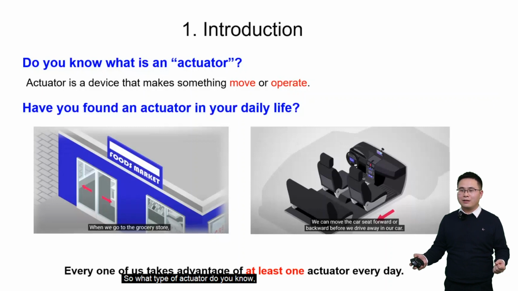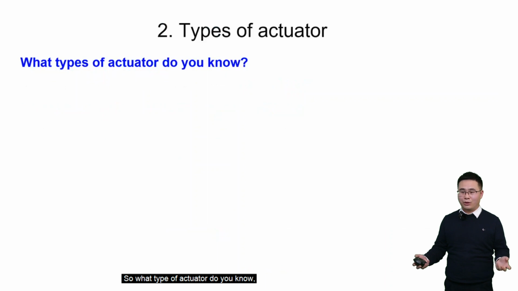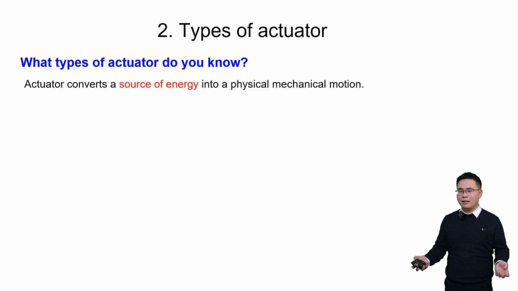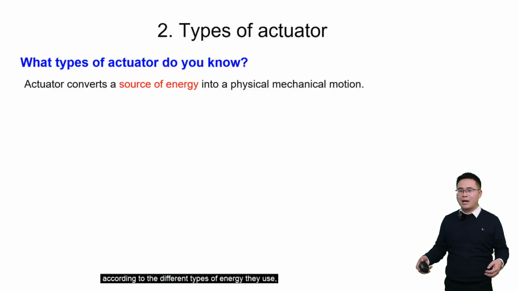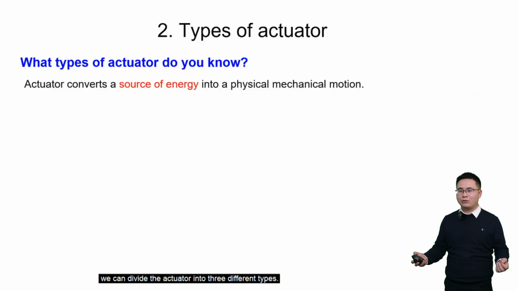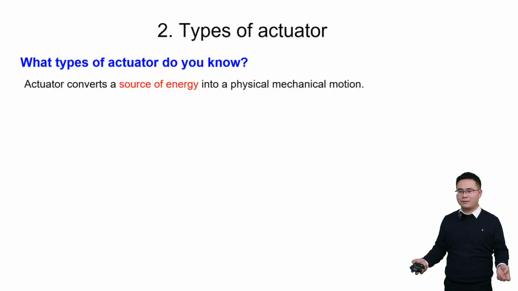So what types of actuators do you know? An actuator converts a source of energy into physical mechanical motion. And according to the different types of energy they use, we can divide actuators into 3 different types.